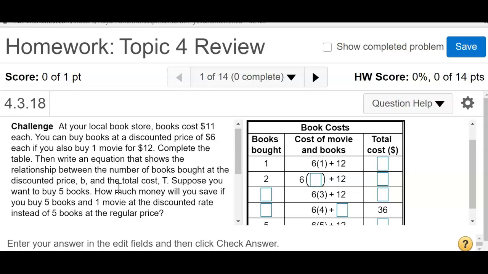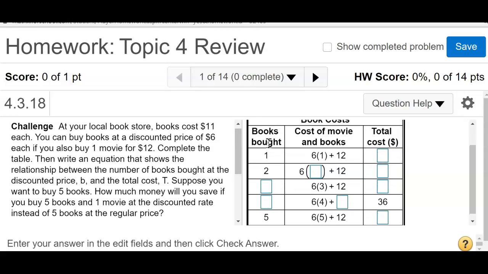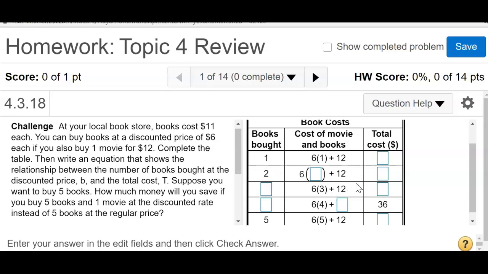Okay, at a local bookstore, books cost $11 each. You can buy books at a discounted price of $6 each if you buy one movie for $12. Complete the table, then write the equation that shows the relationship between the number of books bought at a discounted price B and the total cost. So what I would like for you to do, this is buying the books at the discounted price.